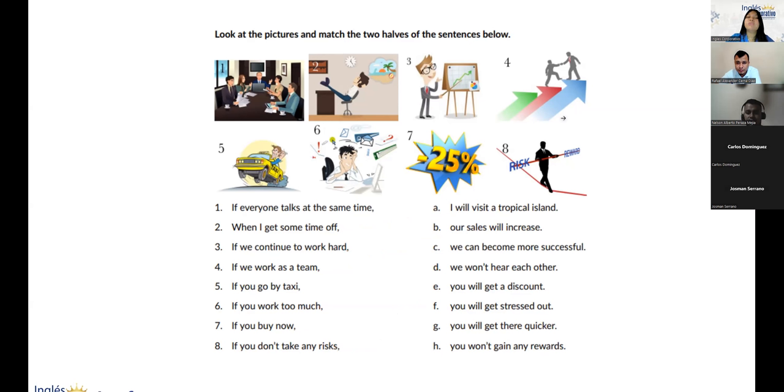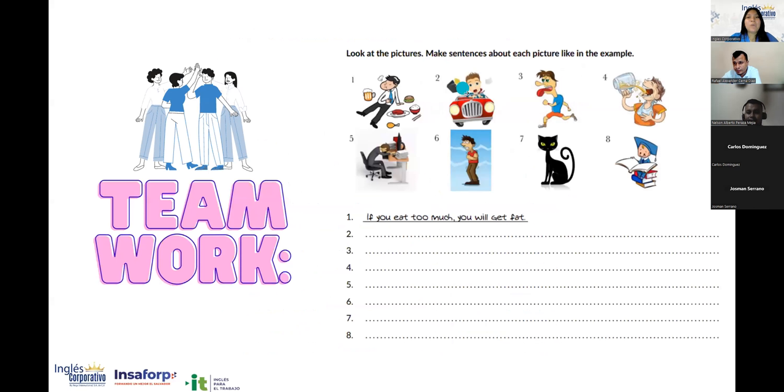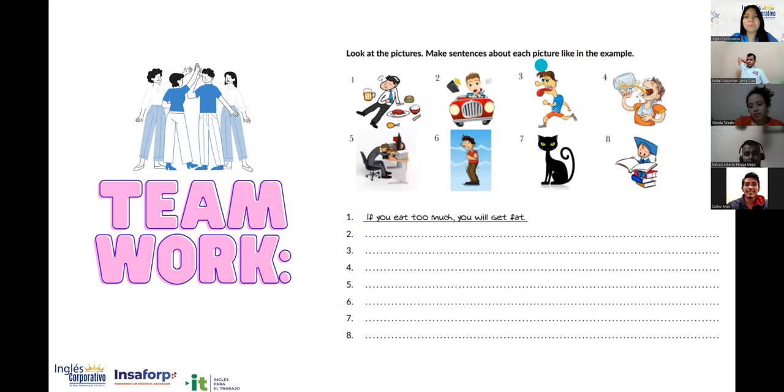Now let's move to the ones that you created. Okay, picture number two. If you drive fast, you will have an accident. You will have an accident, perfect. Number three. If you run for a long time, you will be exhausted. You will be exhausted. Perfect.